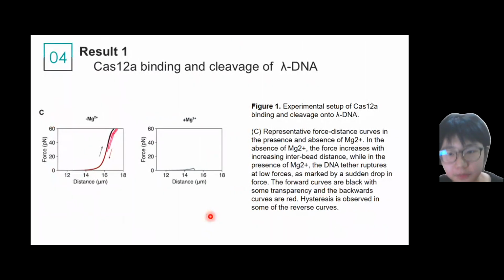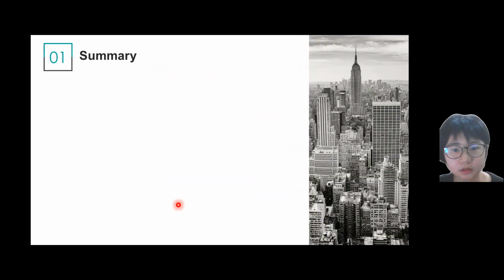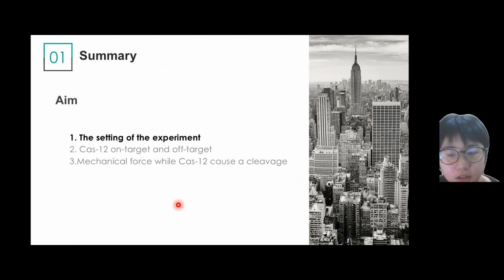Figure C shows that the presence of magnesium ions causes a sudden loss of the tension on the bead, which indicates the disruption of the DNA molecule. So this is the setting of the experiment.